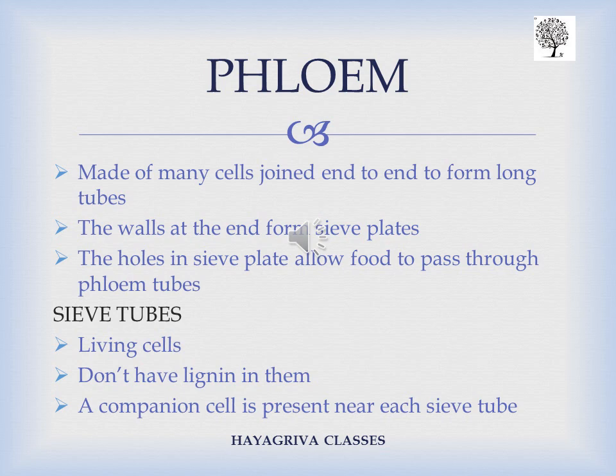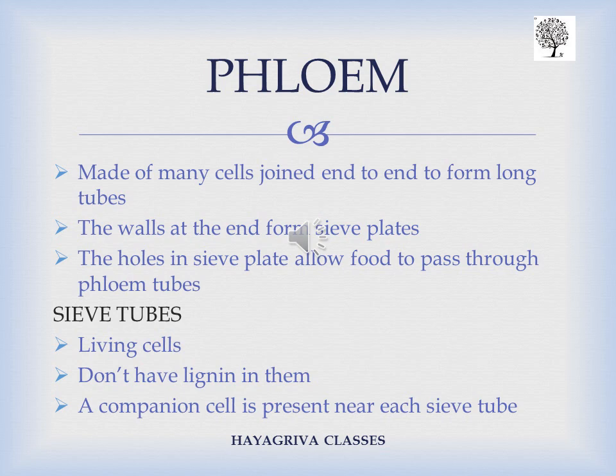Where do you use sieves? A sieve is something like a strainer which you use to strain your tea leaves if you're making tea at home, or you would have seen in construction sites, if they have to remove the pebbles and the gravel and little bigger things from sand, they will use a sieve. So just like that, the phloem at the end has something called a sieve plate. Sieve plate means one plate with small holes.